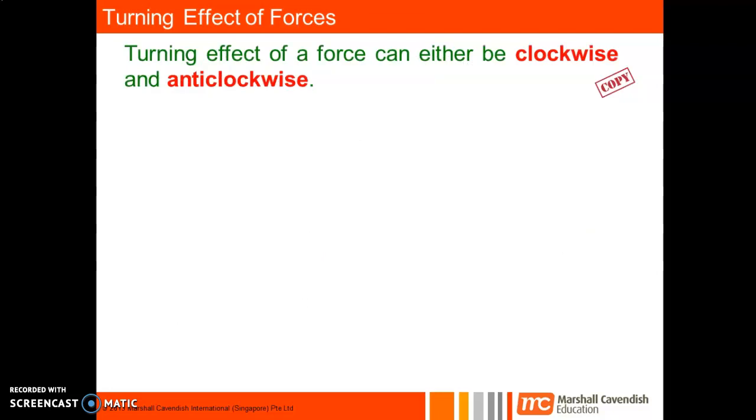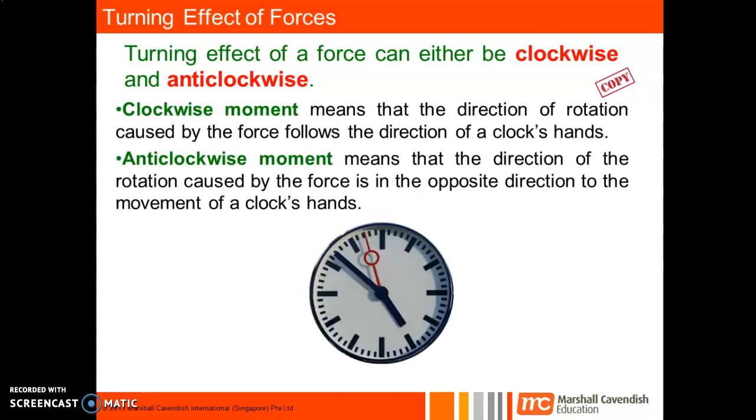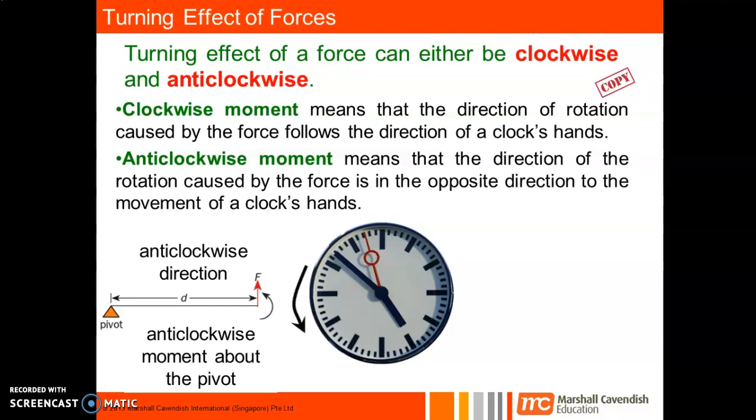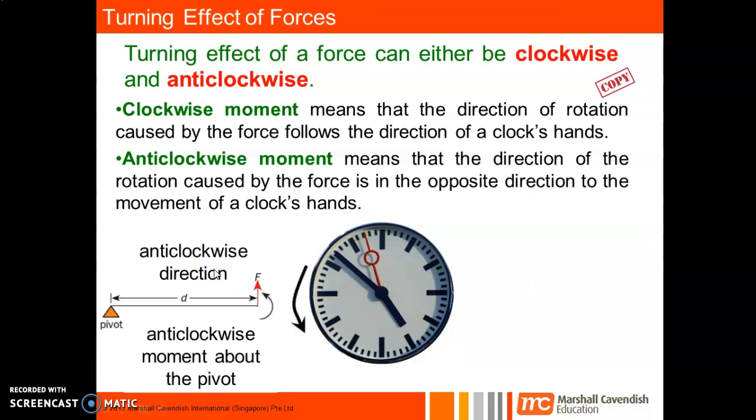Next, for the turning effect of a force, we can decide the direction to be clockwise or anti-clockwise. Let's take a look at the clock. Clockwise means following the direction of a clock. I hope you know that this direction is called clockwise, and this is called anti-clockwise. Now let's look at some examples to see whether you know if it's clockwise or anti-clockwise.